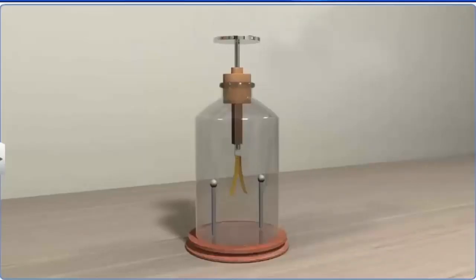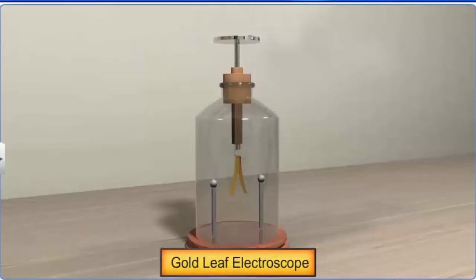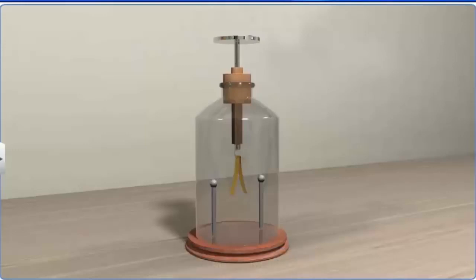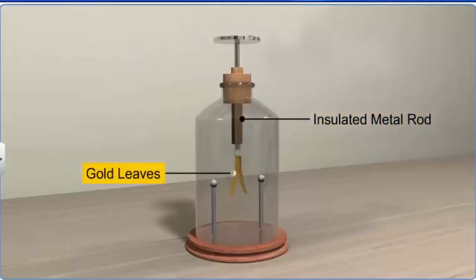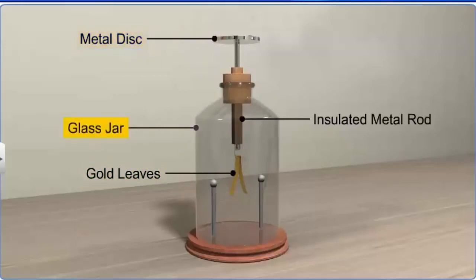To know whether a body has been charged, we use an instrument called a Goldleaf Electroscope. It consists of an insulated metal rod with 2 gold leaves or foils at one end and a metal disc at the other end. This setup is enclosed in a glass jar with the help of a tight cork with the disc placed out of the jar.